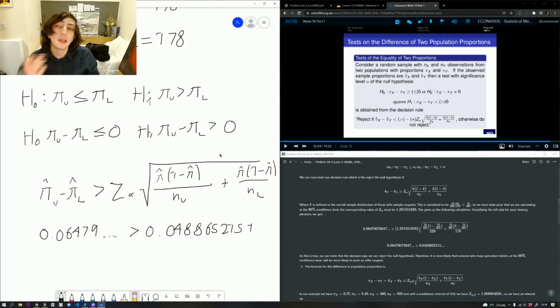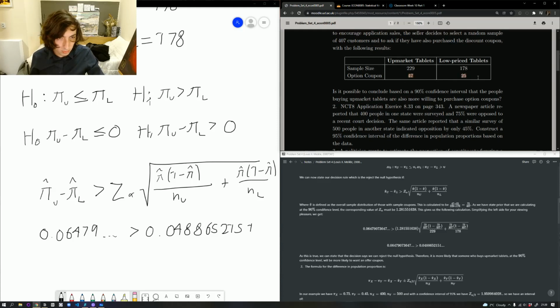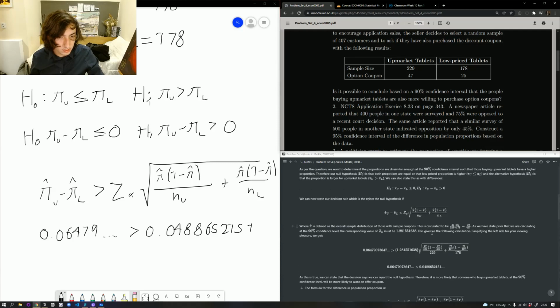That's just going to be the number of people that got the offer coupon in general. So if we add up all the people who did the option coupons and the entire sample size, you get, what was it? Yeah, 72 over 407. So you will be able to get that. But given that it's larger, we've proved it true, and therefore there is sufficient evidence to reject. Therefore, people who buy out market tablets are going to be more likely to buy offer coupons. If you want more detailed notes, just look at my notes in the description.